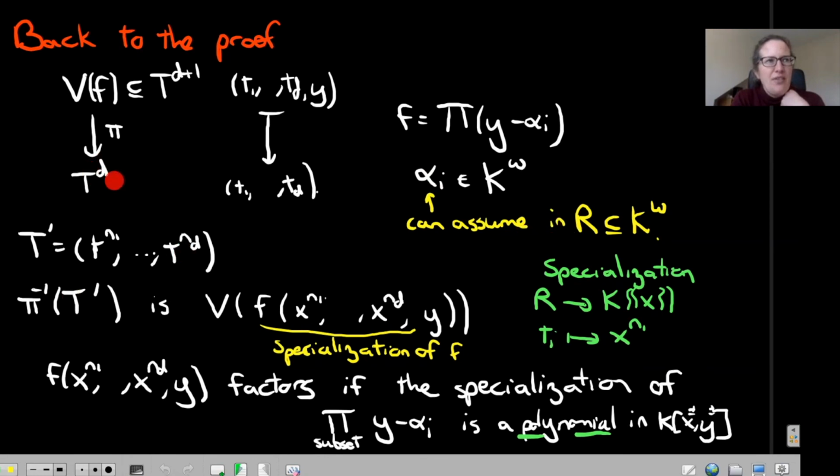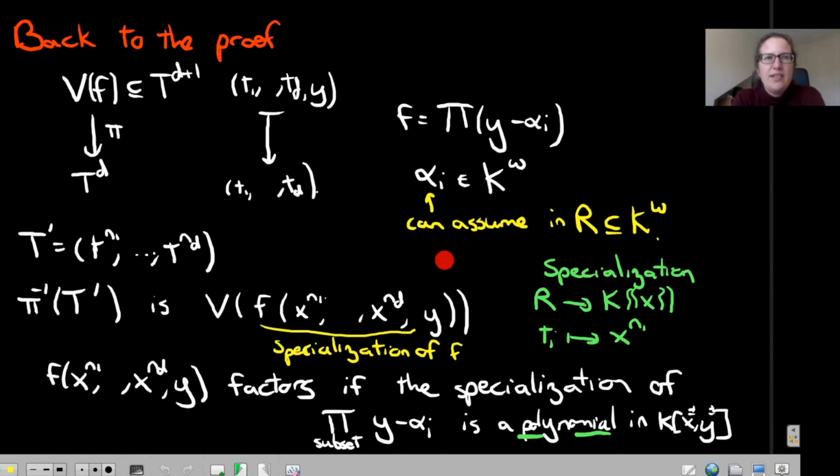And then suppose I have a subtorus in T to the d. That subtorus has the form t to the n1 up to t to the nd. Then the pre-image of that is actually the variety of f of x to the n1 up to x to the nd, and y. And this is just a specialization of f under the specialization map I discussed on the previous slide that sends ti to x to the ni. And so now you ask yourself, if I take a polynomial in t1 up to td and y, and I substitute powers of x for the ti's, when does that factor?